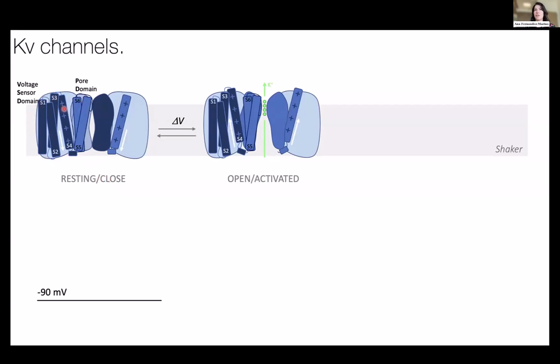The S1 to S4 comprise the voltage sensor domain, with S4 being the segment that has the positive charges that will sense the changes in membrane potential. The movement of that voltage sensor domain will be transduced by this S4-S5 linker that covalently links the voltage sensor domain to the pore domain that is formed by segment 5 and segment 6.